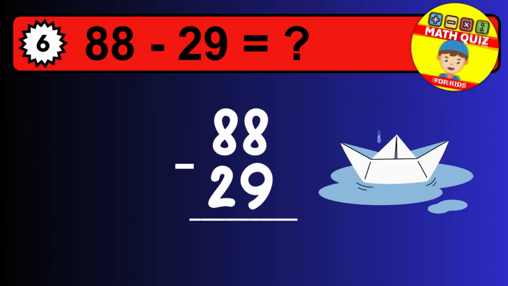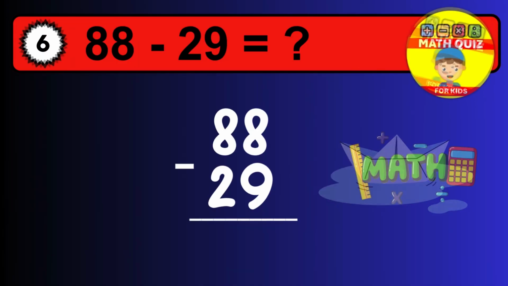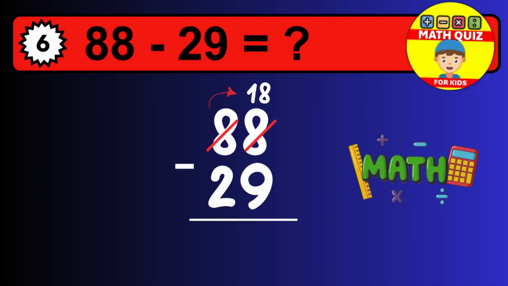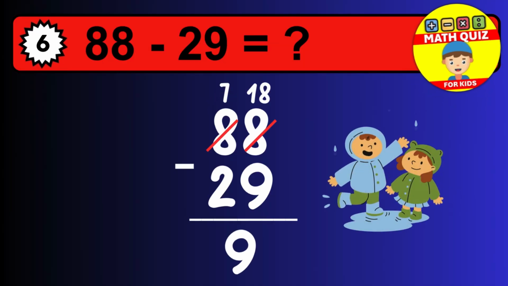Let's solve this step by step. We start with the units. 8 minus 9 is not possible, so we need to regroup. We take one 10 from the tens column. Now we have seven tens, and the units become 18.